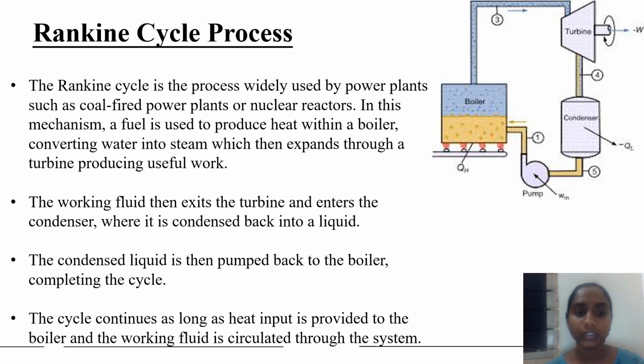The working fluid then exits the turbine and enters the condenser, where it is condensed back into liquid. The condensed liquid is then pumped back to the boiler, which completes the cycle. The cycle continues as long as heat input is provided to the boiler and the working fluid is circulated throughout the system.